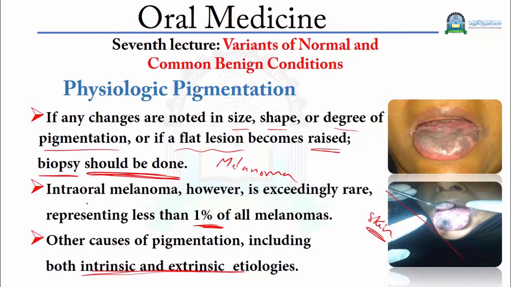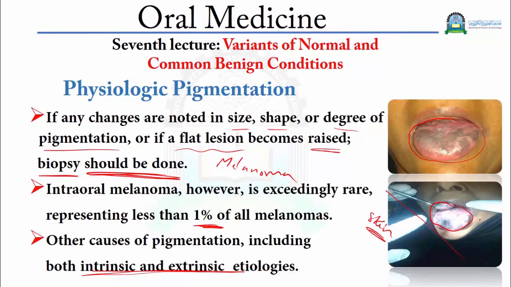In this case, the patient is complaining of widespread pigmentation in the oral cavity, especially in the tongue. This is a female from Al-Hudaydah Governorate, complaining of pigmentation in the skin and also in the oral mucosa.